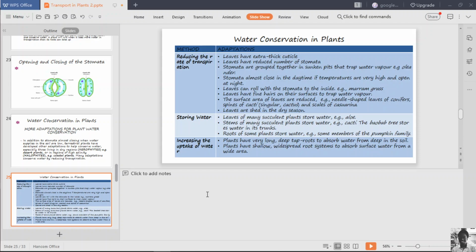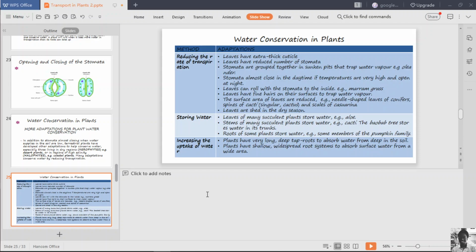The stomata also almost close in the daytime if temperatures are very high or extremely high, and they would open at night when outside is cooler and the plant is cooler, so less water is lost. Leaves also can roll up themselves with the stomata inside of the rolled surface, like what is seen in the Marram grass. Okay, the leaves also have fine hairs on the surfaces to trap water vapor.